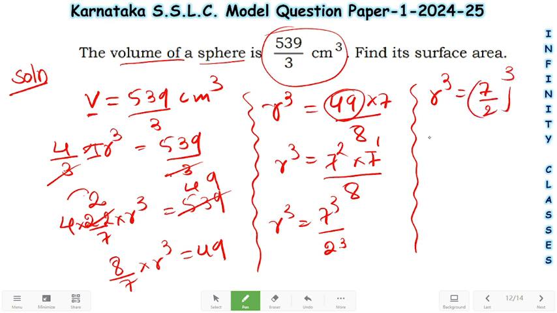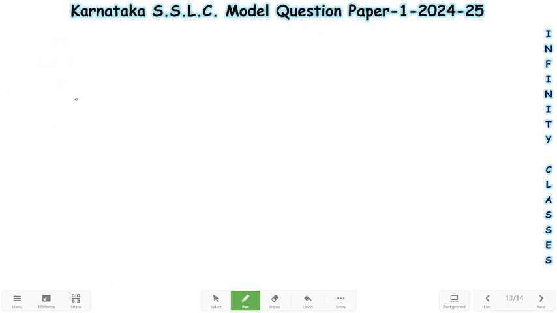Here the cube gets cancelled, then r is equal to 7 by 2. The value of r is 7 by 2. After calculating the radius, now we can calculate the surface area of the sphere. Pause the video and note it down, this one. So next I am going to calculate the surface area of the sphere.